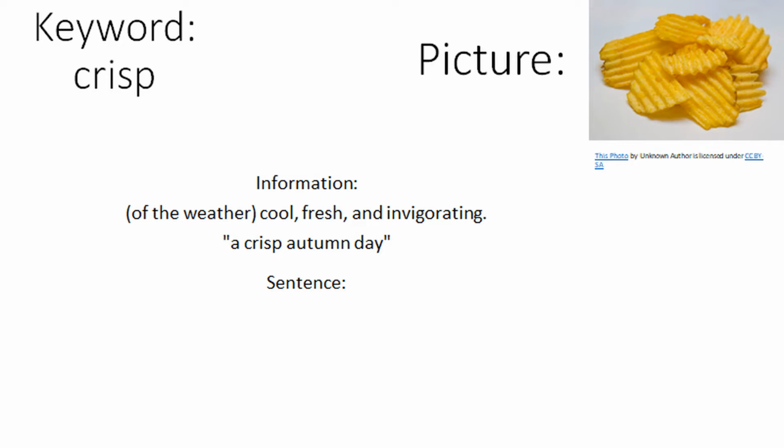Keyword, crisp. You see a picture there of a crisp. Of the weather. Cool, fresh, and invigorating. A crisp autumn day. Like I said, right here you have a picture of some chips. They're kind of crispy. But also, it could be like a cool, crisp wind. So, what would be a good sentence there? My sentence is: it was a cool, crisp day with the wind blowing my way.